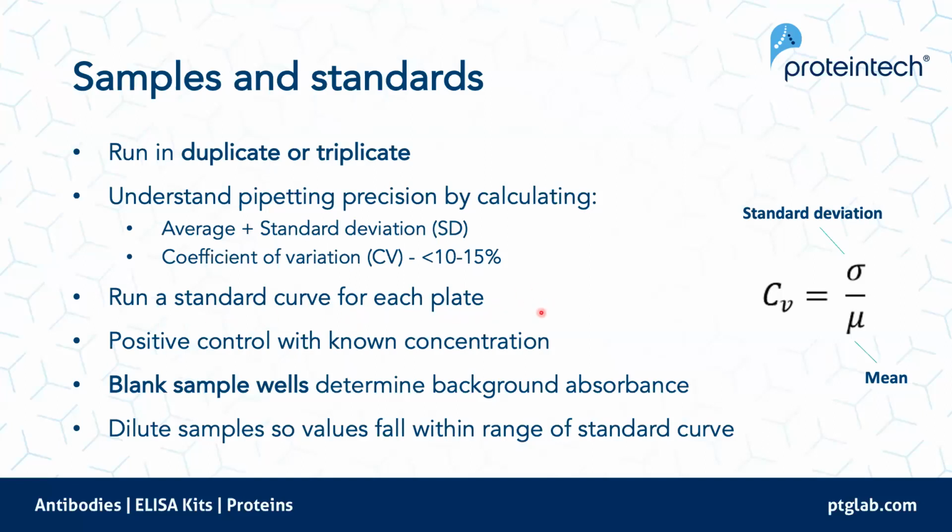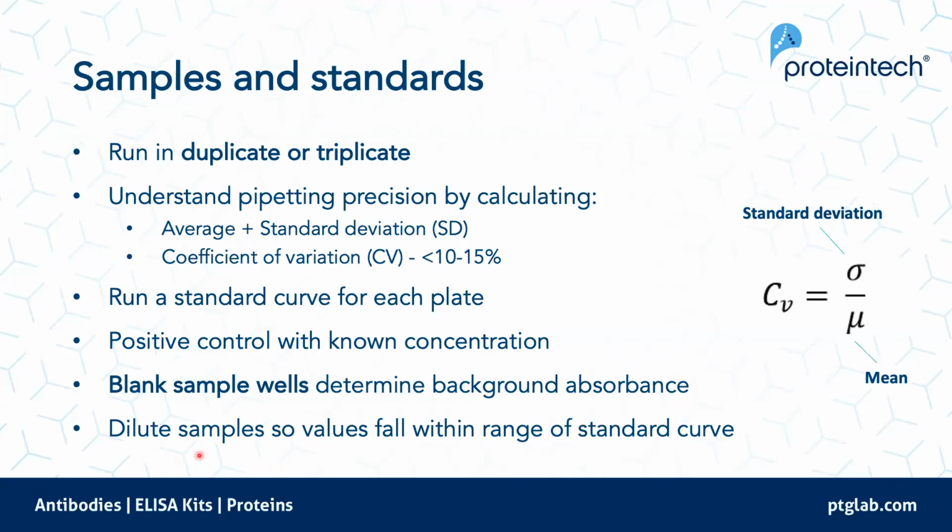I've had people ask me this in the past, and it's not something that's done by everyone, but we really recommend it here at Proteintech that by running a standard curve for each plate, you are accounting for minor changes in temperature or pipetting or things happening that day rather than relying on a standard curve that was generated separately. As I mentioned before, try using a positive control with known concentration, and always include blank sample wells because this will help determine background absorbance, which we will then subtract from all our readings later on.